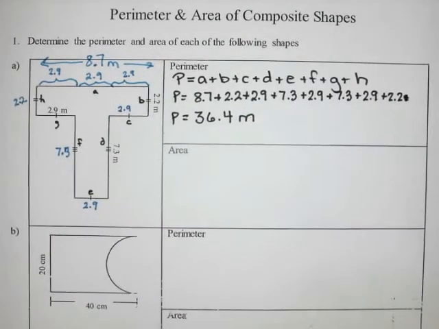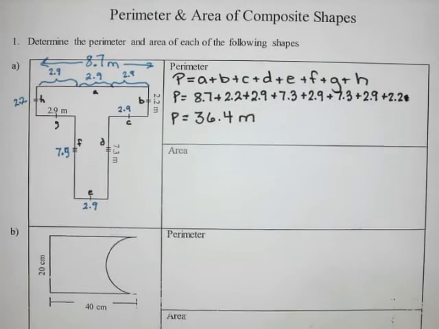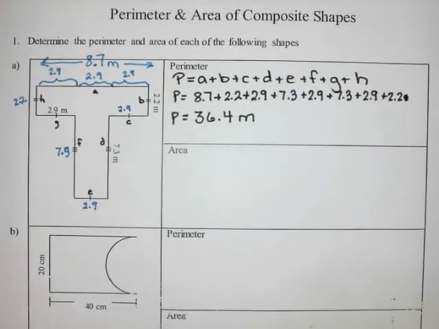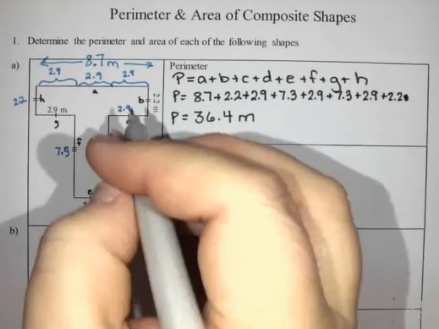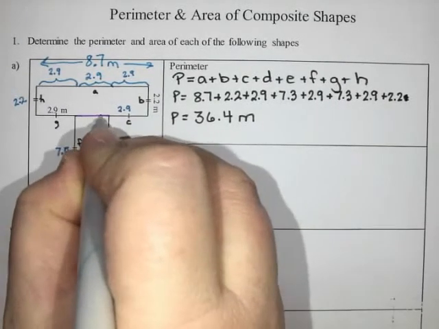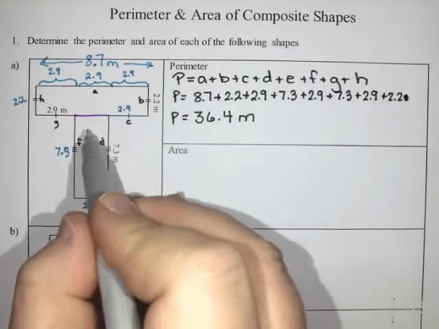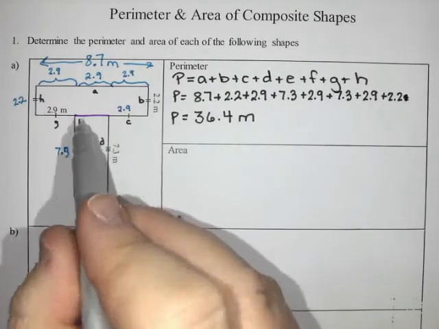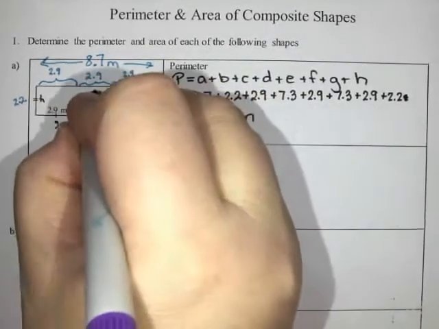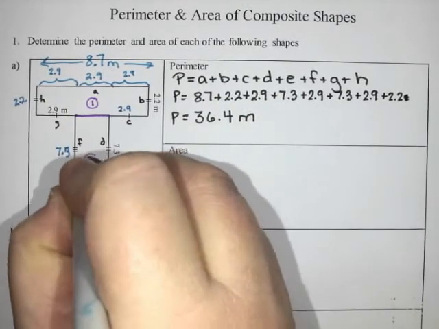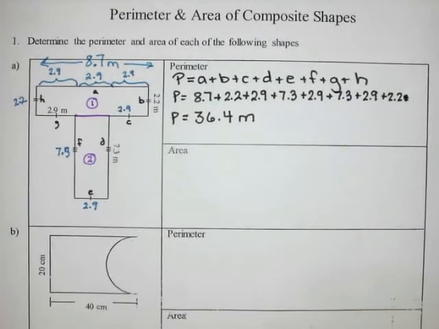Now, for perimeter, all you have to do is add up all your outside edges. For area, I need to find the area on the inside. In order to do that, we're going to take our shape and cut it into shapes that we recognize. If I cut it right here, this shape becomes two rectangles. There's a big rectangle on the top and a smaller rectangle on the bottom. I'm going to call this one number 1 and this one number 2. I'm going to calculate the areas of those two rectangles and then add them together.